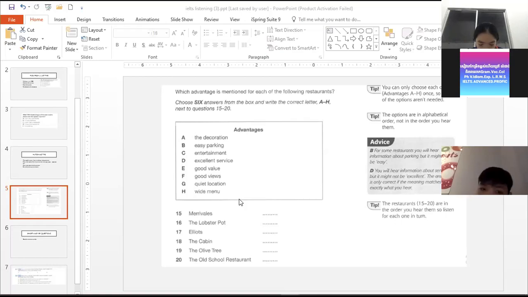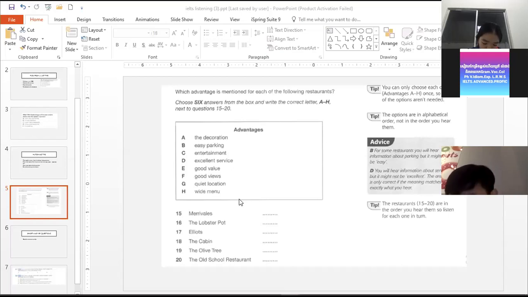Number 16, Bong, the lobster pot. What is the advantage of the lobster pot? 16. I choose F. F, good views. Are you sure, Bong, or are you just not sure again? Earlier you chose F for number 15 as well. Okay. Now 16, 17, F. Remember I told you in this format you can use one letter only once.